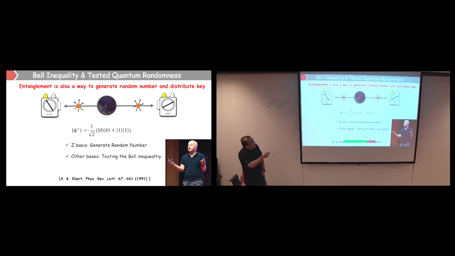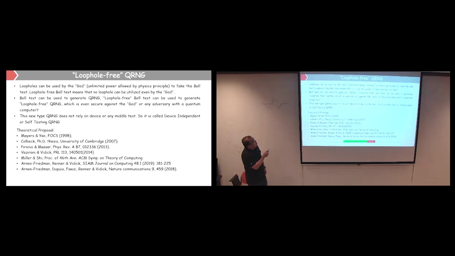If we have an entanglement source and we measure in the Z basis, we generate a random number. If Alice measures 0, Bob gets 0, so you get a random result, either 0 or 1, if it's an entanglement source and you measure in the Z basis. And in the other basis, you can test the Bell inequality. If you can test the Bell inequality loophole free, it means that no loophole can be used even by God to fake the Bell test. The loophole-free Bell test means that no loophole can be built even by God. God here means unlimited power allowed by the physical principles.